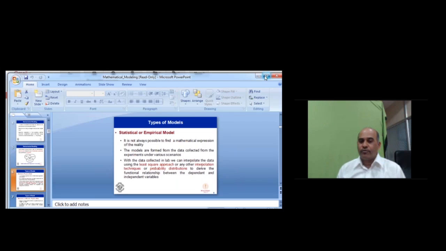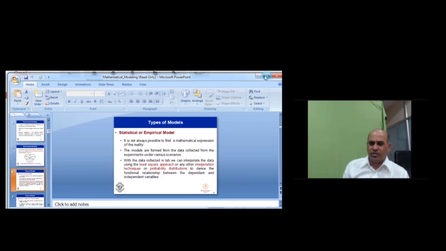You can collect the data from the actual plant, generate various scenarios, and with the collected data in the lab, we can interpolate the data using least square approximation techniques or any other interpolation techniques, or maybe probability distribution techniques, and then derive the relation between dependent and independent variables. Like the very well-known system identification toolbox in MATLAB, where you just give the input data, and based on your choice, whether you want a second order model or third order model, accordingly you get the approximate equations. That is called a data driven model, or empirical model.